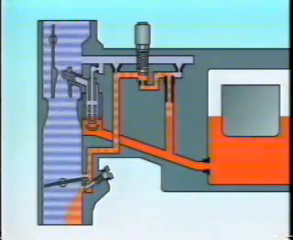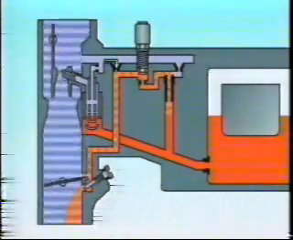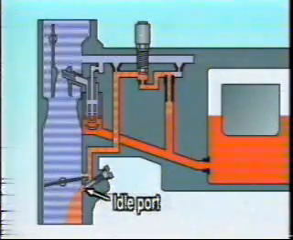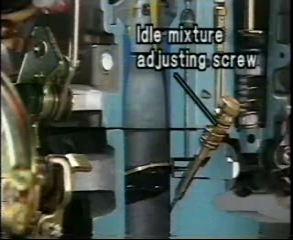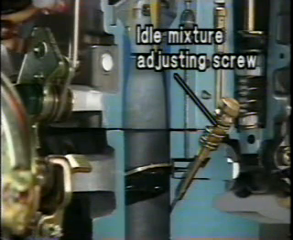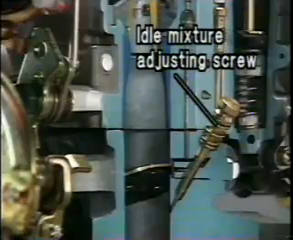Then the air from the primary air bleeder is mixed well with the fuel and delivered from the idle port. The idle port is supplied with an idle mixture adjusting screw to allow the idle air-fuel ratio to be adjusted. The mixture can be made richer while the engine is idling.